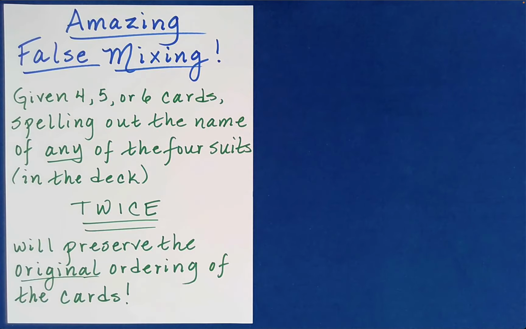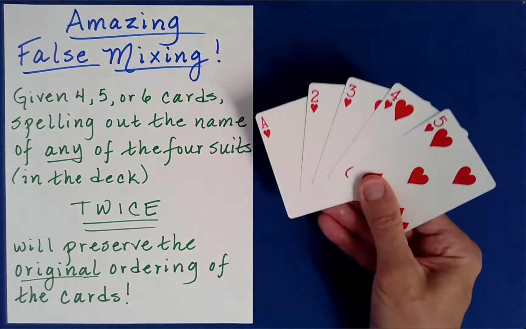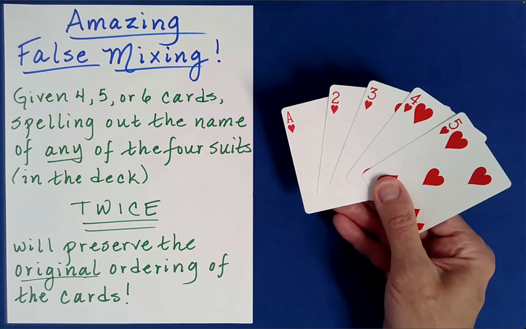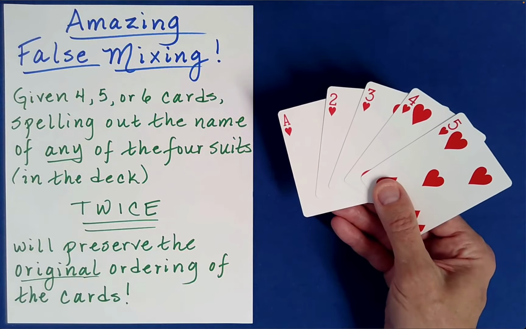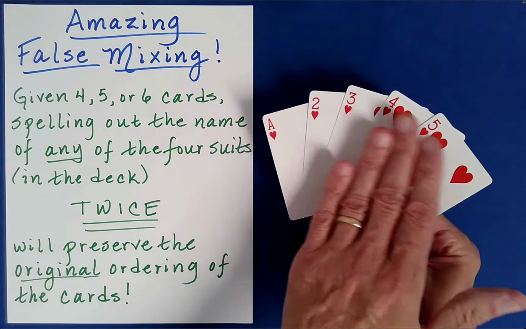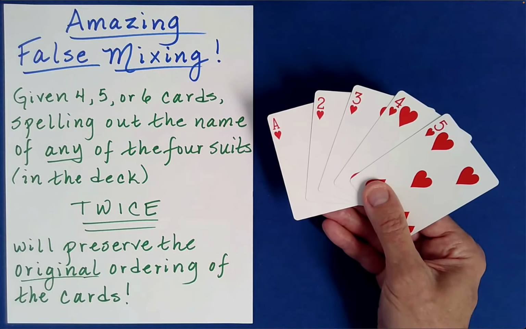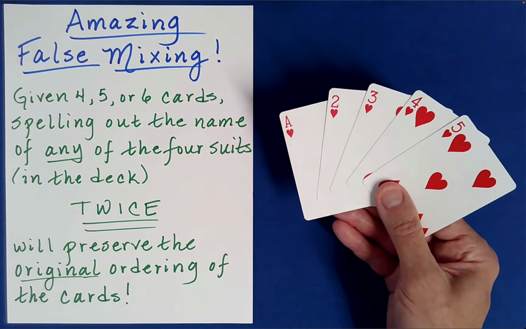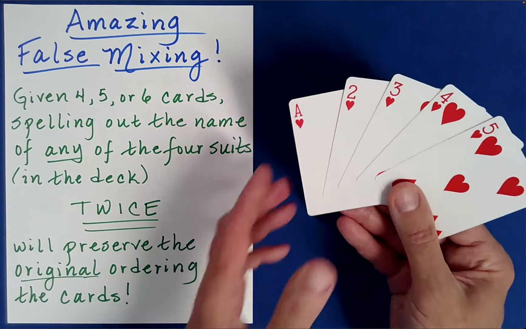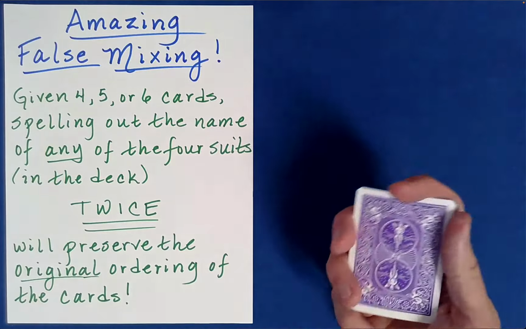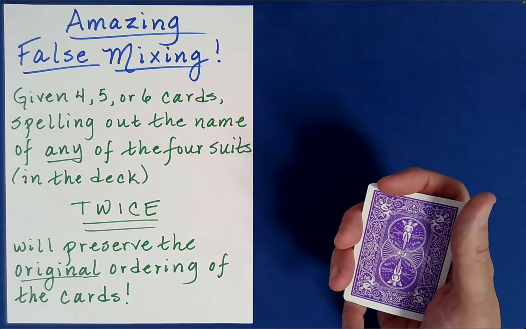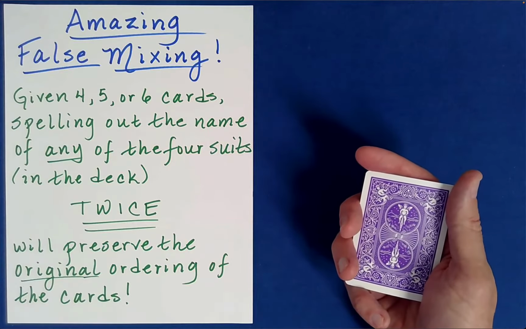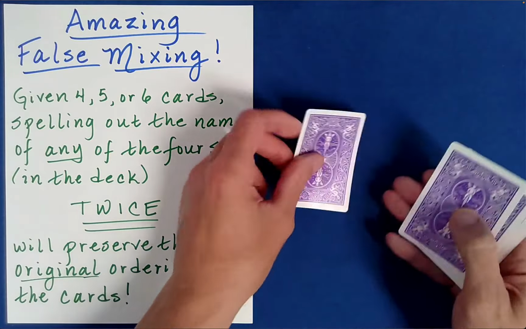So let's move ahead to a packet of 5 cards. Is it going to work that if I spell any one of the 4 suit names, that it will return this packet to its original order, even though it looks like it's mixing up the cards to some degree? Well, let's test it. So maybe this time for our randomly chosen suit, why don't we go with diamonds? That might be a good one.